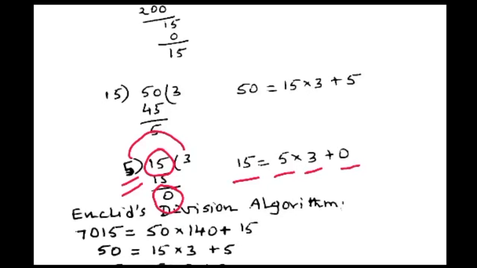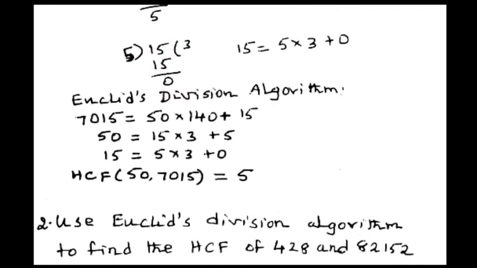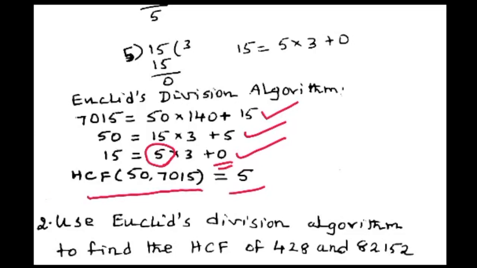So now we got Euclid's division algorithm: the first step, second step and third step. When the remainder is 0, the divisor becomes the HCF. Therefore, HCF of 50 and 7015 is 5. This is the process of finding HCF of two positive integers using Euclid's division algorithm.